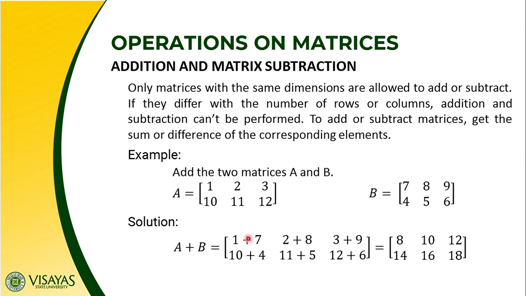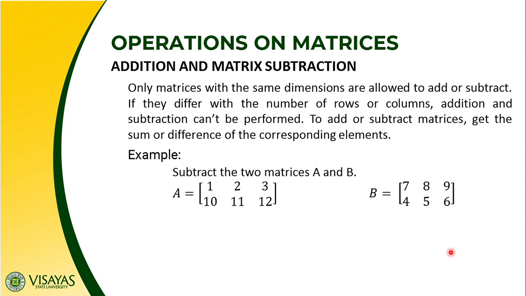So to get the sum of these two matrices, again you just get the sum of the corresponding elements. We have 1 plus 7, that is equal to 8, 2 plus 8, which is equal to 10, 3 plus 9 is 12, 10 plus 4 is equal to 14, and 11 plus 5 is 16, 12 plus 6 is equal to 18.